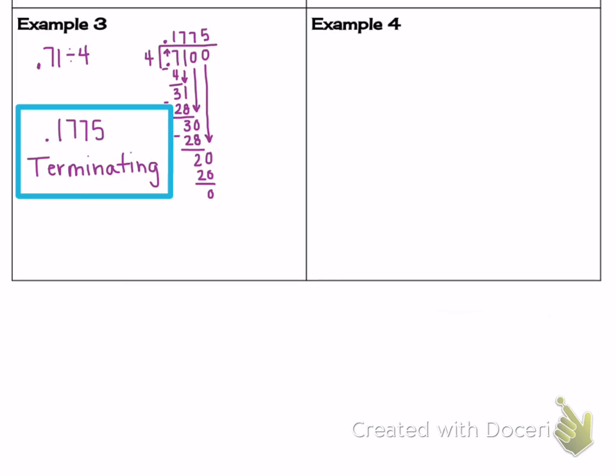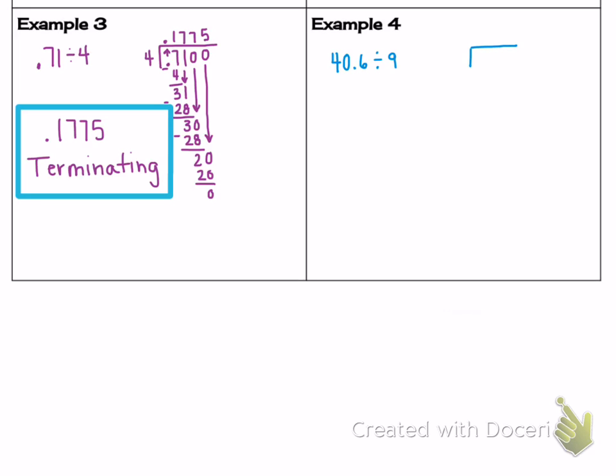All right, last one. I would like you to do 40 and 6/10 divided by 9. All right, try it out. See you in a second.